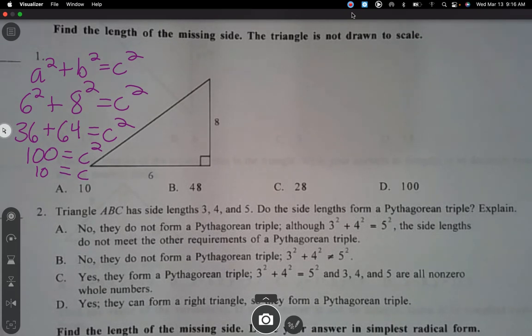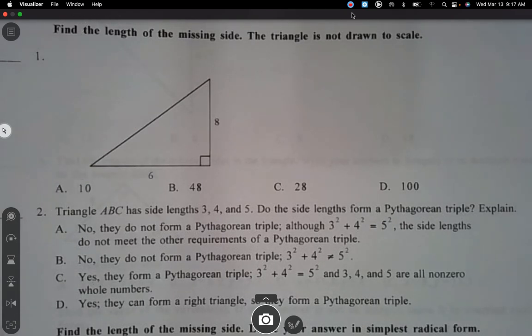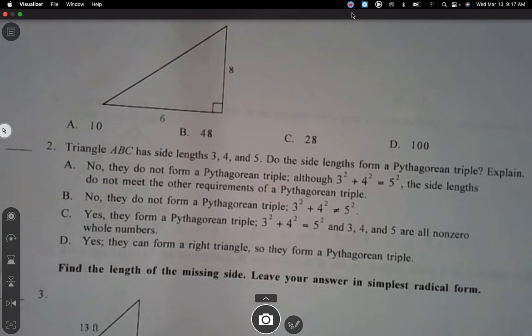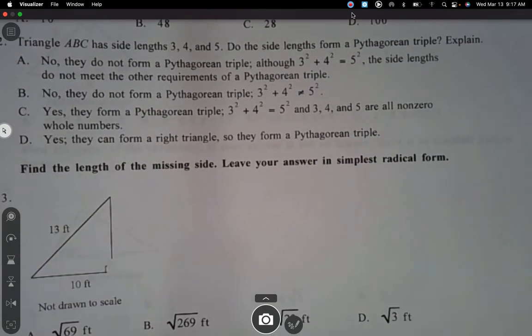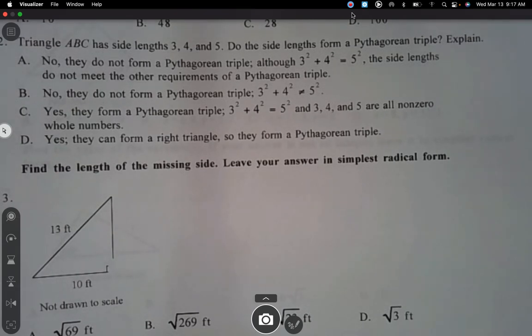Okay, how do we feel about that? Easy? Okay. The next one deals with the same thing. It's still the Pythagorean theorem. The next one wants to know, they give you a triangle, and they say the side lengths are 3, 4, and 5. Is that a Pythagorean triple? Well, we already know that is. But let's pretend that we didn't.